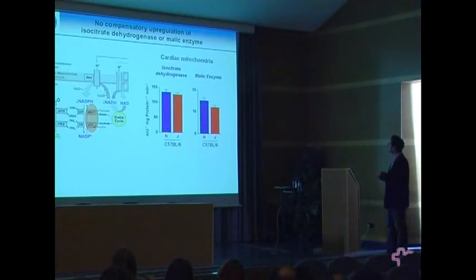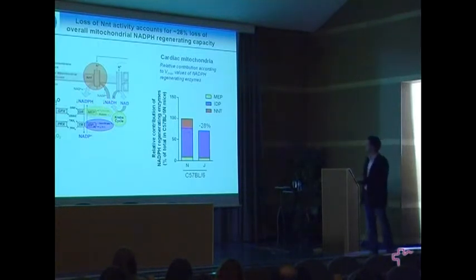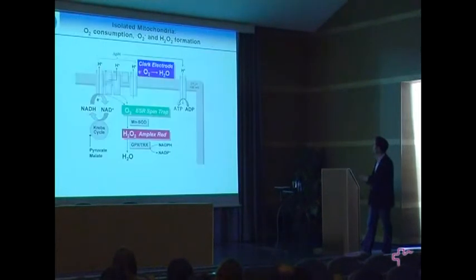So when combining the Vmax values of all these three enzymes, we came up with a very crude calculation of the contribution of these enzymes to NADPH regeneration, which would amount to... dehydrogenase. So the NNT would contribute about 28% to this overall NADPH regenerating capacity. So it's not the major player, but maybe an important player.